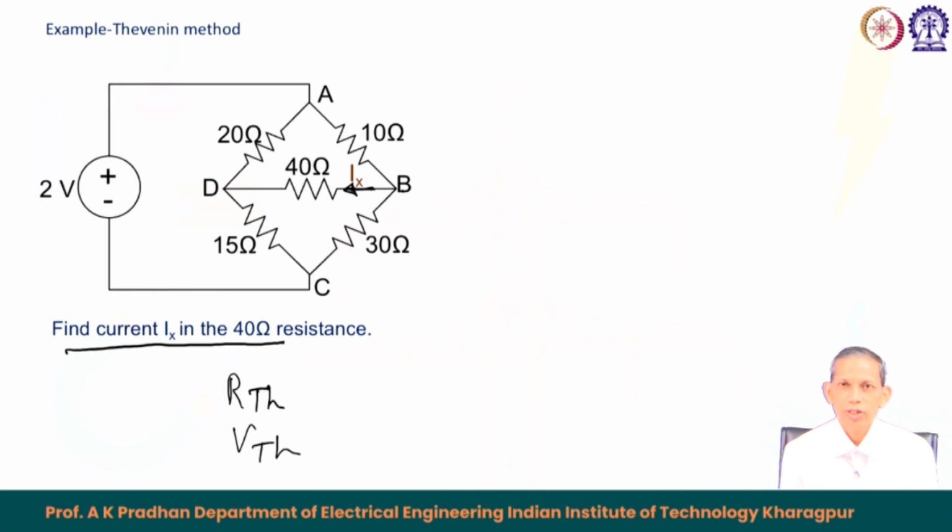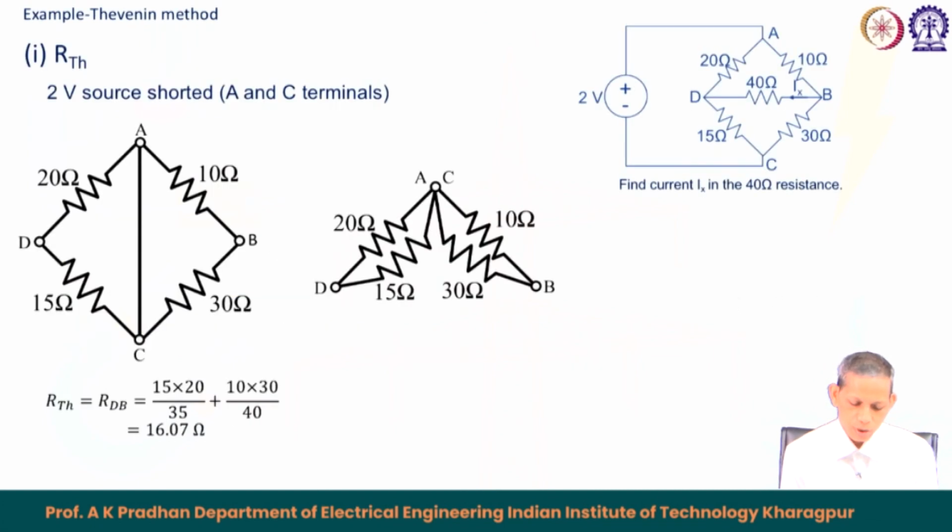So, we will find the corresponding Thevenin's equivalent across the terminal. What are the terminals? The terminals are nothing but D and the corresponding point B. So, across the terminal D B, 40 ohm is there, but we would like to have the corresponding equivalent V t h and R t h across B and D, and then we will connect the corresponding 40 ohm and find the corresponding I x value there.